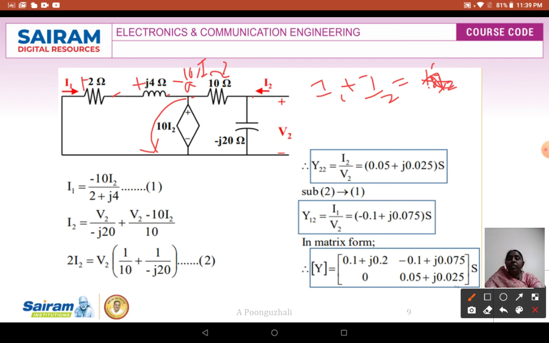So now if I rewrite this equation, I1 plus I2 is equivalent to 0. So you are going to have 2I2 equivalent to V2 into 1 by 10 plus this equation. If I simplify it, it is going to be 2I2 equivalent to V2 into 1 by 10 plus minus 1 by minus j20. So Y22 is equivalent to I2 by V2. If I simplify this one, Y12 is nothing but substitute equation 2 in 1. So now you will be getting the terms in terms of V2 and I1. So Y12 is equal to I1 by V2, that is nothing but minus 0.1 plus j0.75 Siemens there.